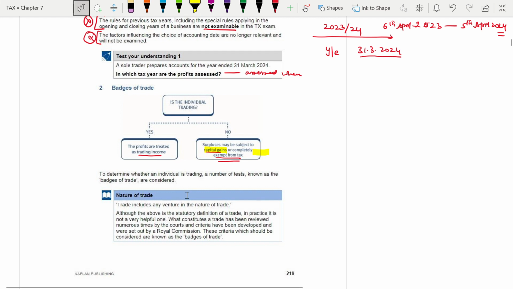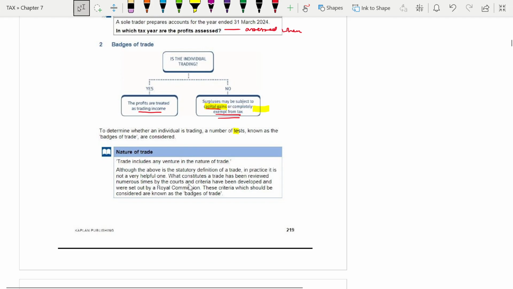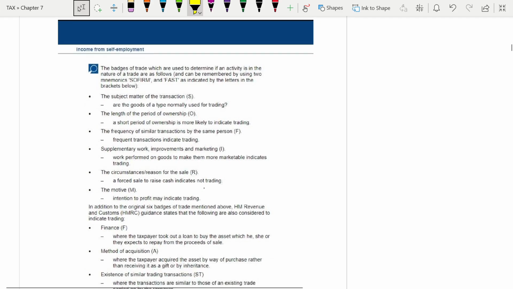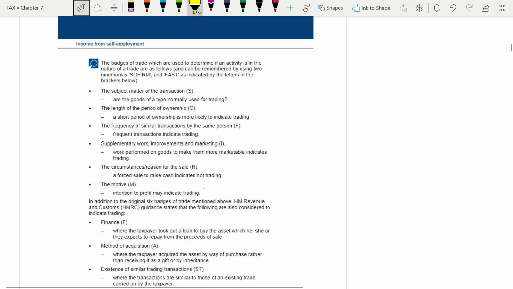To determine whether an individual is trading, there are a number of tests known as badges of trade. There are some tests, whether the individual is trading or not. What does trade include? Any venture in the nature of trade. Although this is the statutory definition of trade, in practice it is not very helpful. What constitutes trade has been reviewed numerous times, and these criteria should be considered, known as badges of trade. They are talking very specifically and to the point.